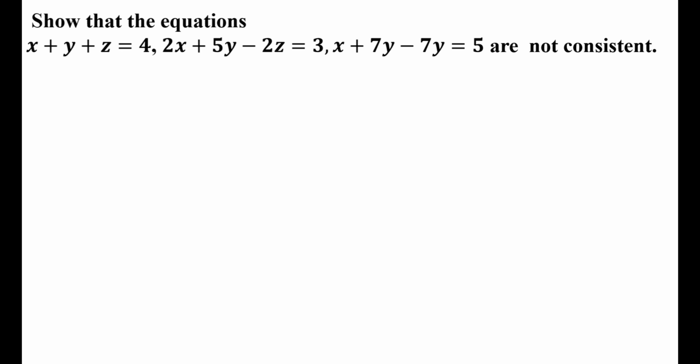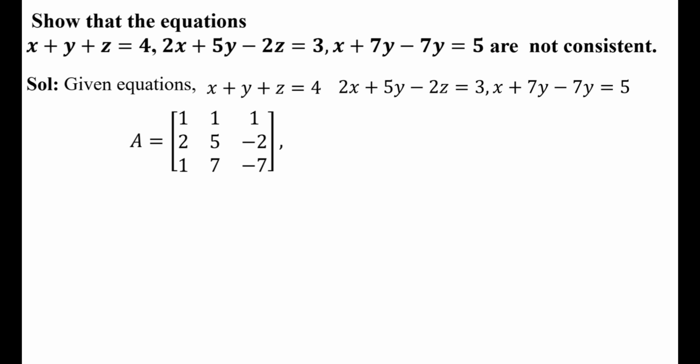The question asks us to show that the given equations are not consistent. First, we write the matrix A, which represents the coefficients of x, y, and z from all three equations. Matrix X represents the unknowns x, y, z in this example, and the matrix B contains the constants on the right hand side, which are 4, 3, and 5. Now we combine A and B to form the augmented matrix AB.